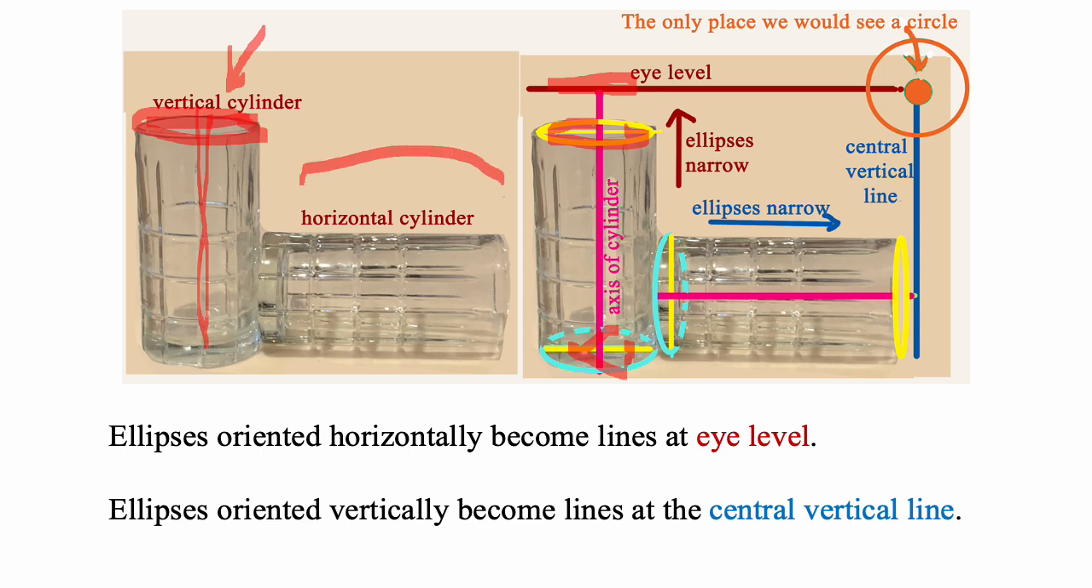For a horizontal cylinder, the ellipses are vertical, meaning the major axis is vertical, and the minor axis is still contiguous with the axis of the cylinder. The ellipses narrow as they get closer to the central vertical line.